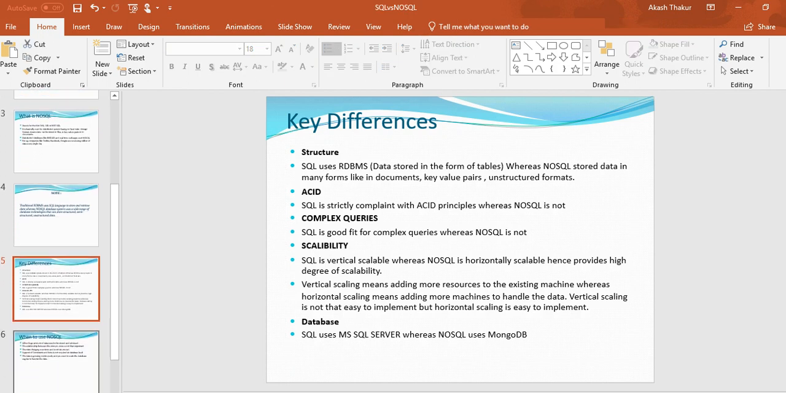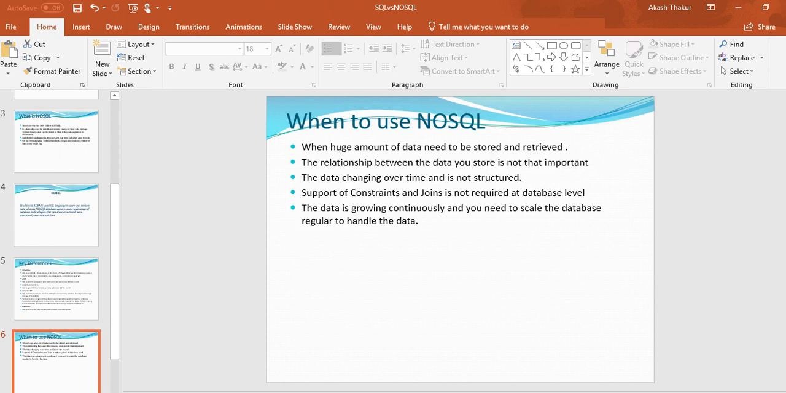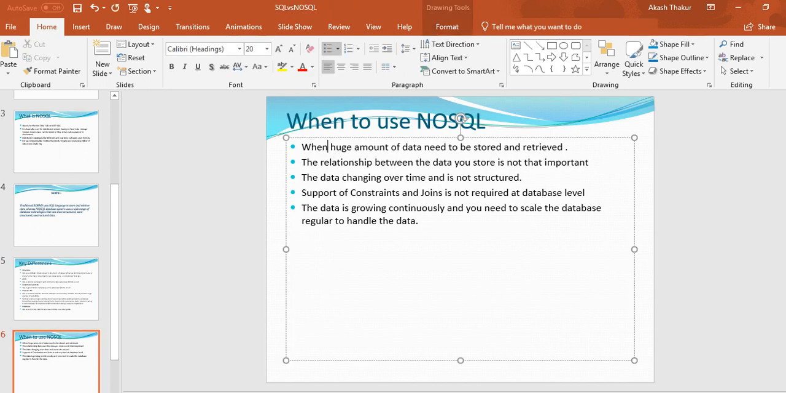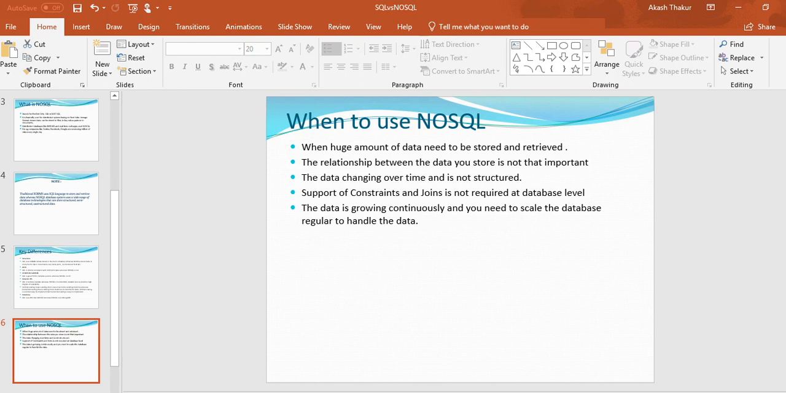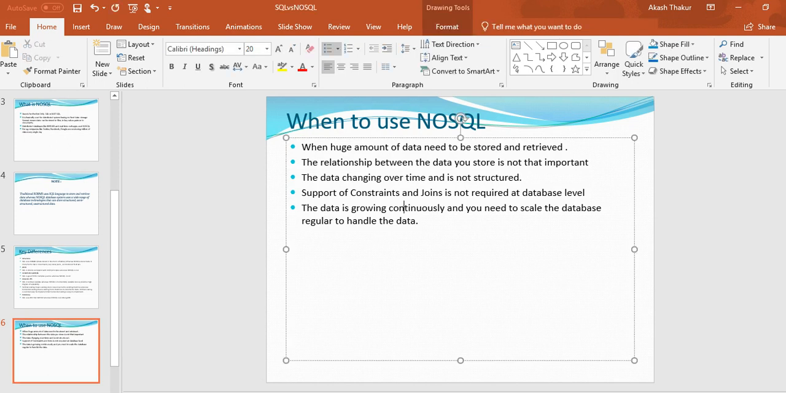Now the question arises: we know SQL, so when should we use NoSQL? These are the criteria on the basis of which you can decide to use NoSQL. When a huge amount of data needs to be stored and retrieved, the relationship between the data you store is not that important, the data changes over time and is not structured, support of constraints and joins is not required at database level, and data is growing continuously, like the example I gave of Twitter and Facebook. The data is growing continuously and you need to scale the database regularly to handle it. If this is the requirement, in that case you can use a NoSQL database.